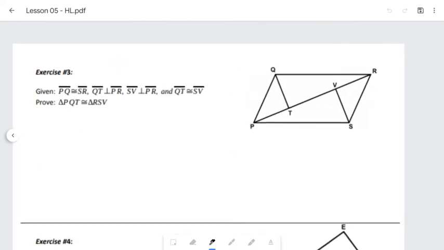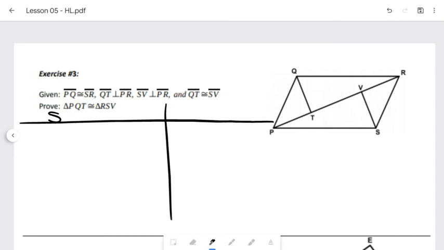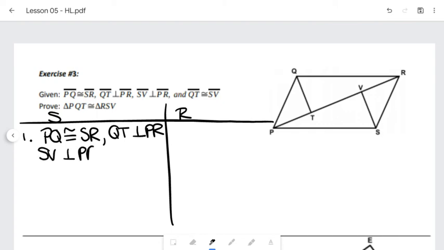Okay, now here we've got one of these ones that had the overlap again. We know we're doing our statement and reason first. Our given is always where we start. PQ is congruent to SR. QT is perpendicular to PR. SV is perpendicular to PR. And QT is congruent to SV.